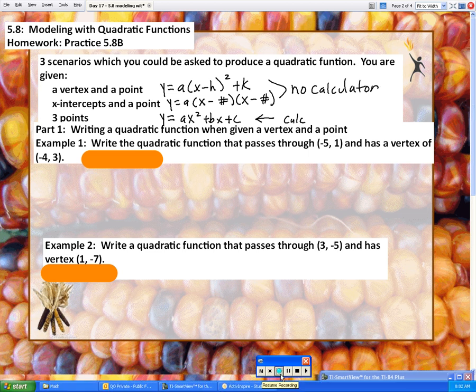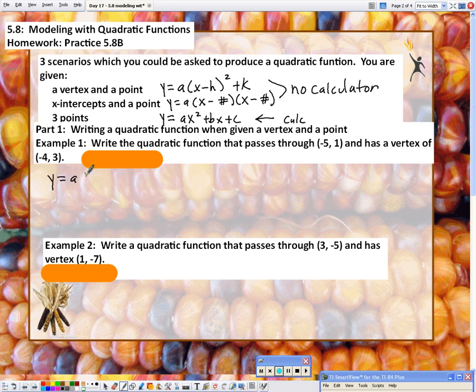Sorry about that. The first one is going to be when we are writing a quadratic function given a vertex and a point. So let's say we're asked to write a quadratic function that passes through -5, 1 and has a vertex of -4, 3. Again, we're going to be using vertex form. And we want to remember that we already know h and k. So we're just going to plug them into our equation.